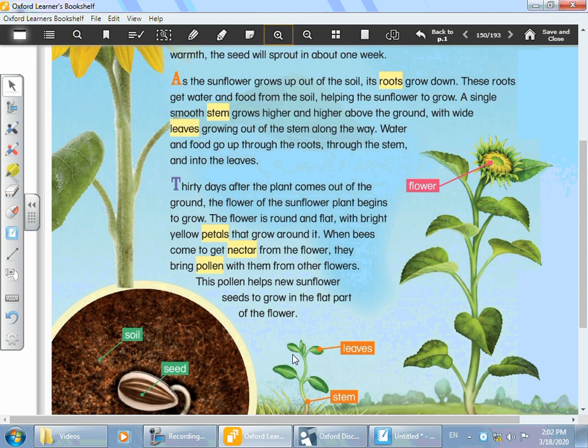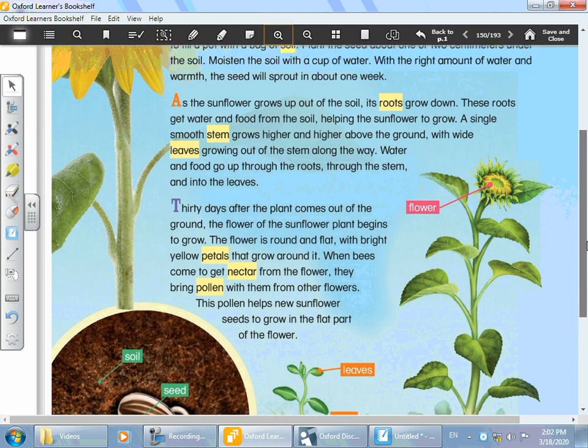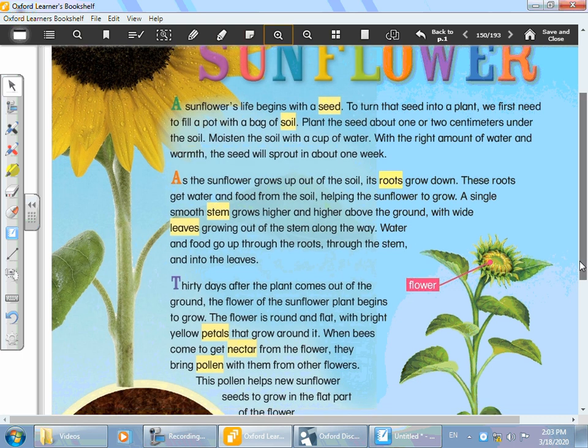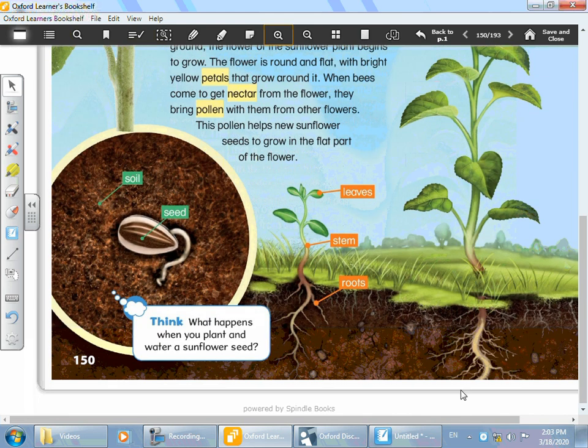Remember also yesterday, we said that the plants grow faster than us? Very good. Now let's continue. As the sunflower grows up out of the soil, I'm going to tell you where are we? We are here. As the sunflower grows up out of the soil, its roots grow down. So again, I'm going to show you in the picture. These are the roots. So when it starts to grow up from the soil, the roots grow down, as you can see here in the picture.